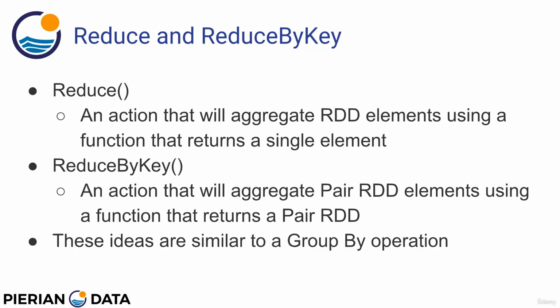Reduce is going to perform an action that will aggregate RDD elements using a function that returns a single element. Reduce by key is an action that will aggregate pair RDD elements using a function that returns a pair RDD. These ideas are really similar to a group by operation. So I want you to keep that in mind when we actually perform the reduce and reduce by key operations when we get to the coding section.